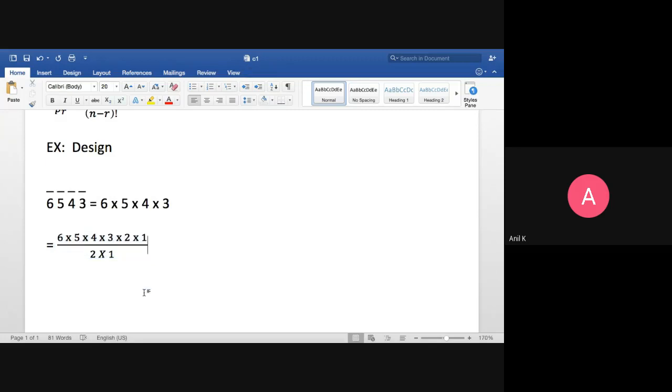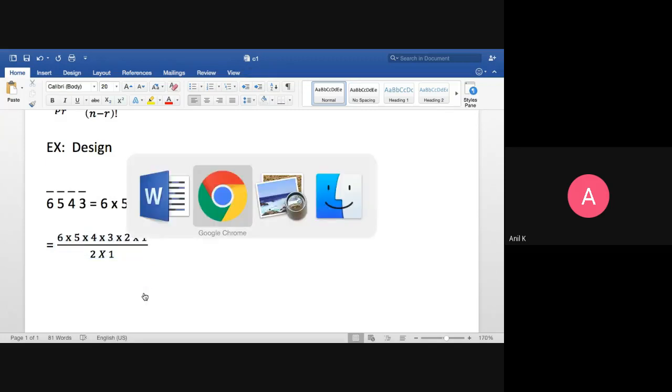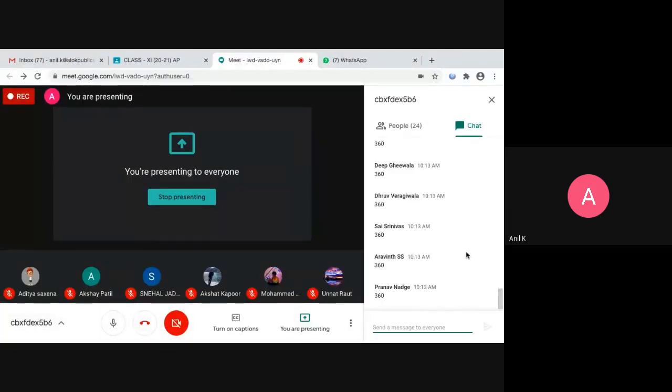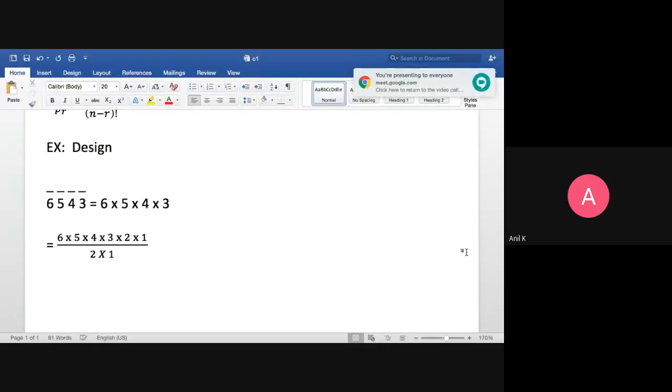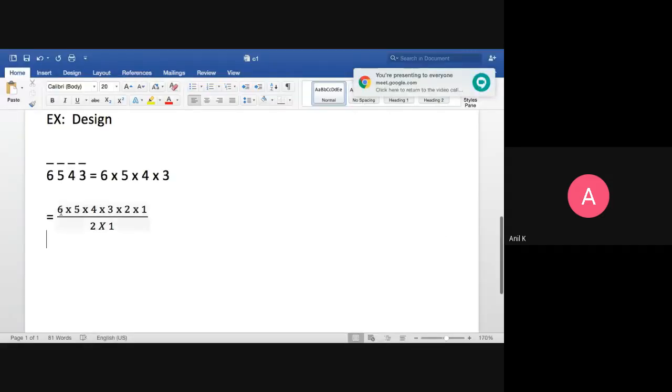Is this a valid way of writing? Is there any change in the value? No, right? The step is clear for everyone. We are just rearranging the terms, not changing the value. Even after simplification, this entire value still gives me the answer 360, because 2 into 1 will get cancelled.